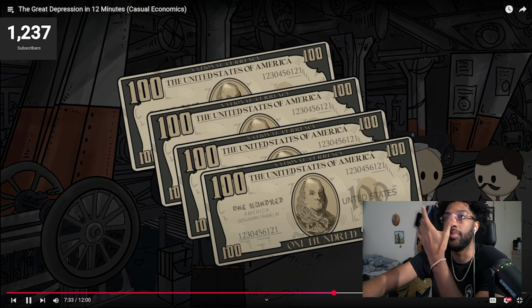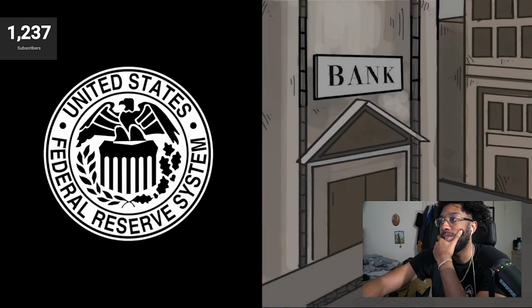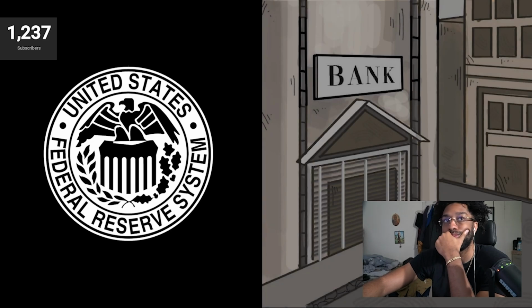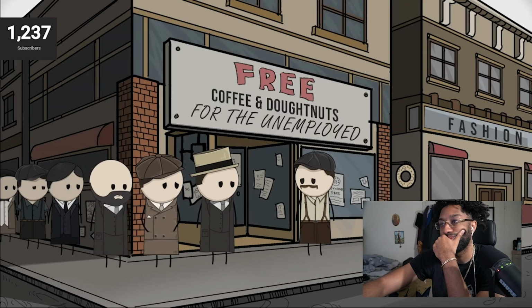All of this leads to wages and income falling. And through this all, the Federal Reserve stood back, allowing this money supply contraction and the banking failures to happen without any intervention. A crucial mistake that has been widely criticized for making the Depression much worse than it needed to be.